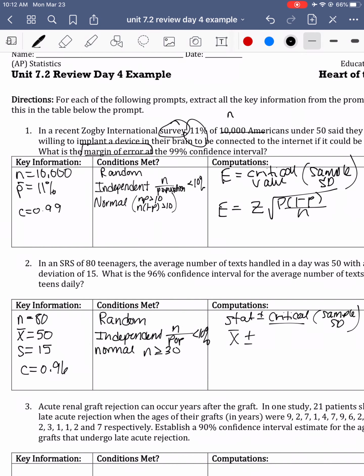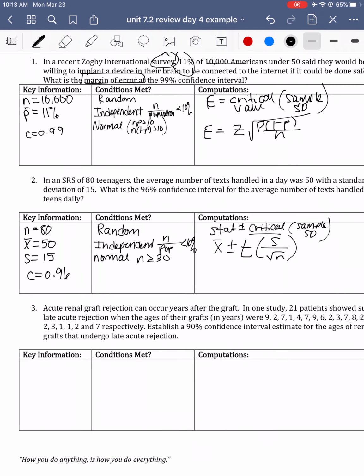So I go back to my problem and I see, okay, we found s is 15. So I know that s indicates that I'm going to use a t statistic or a t critical value if we're using a confidence interval rather than a z. So here we're going to have t times our sample standard deviation s over the square root of n. Again, I trust that you can finish these calculations, and then let's go ahead and move on to number 3.